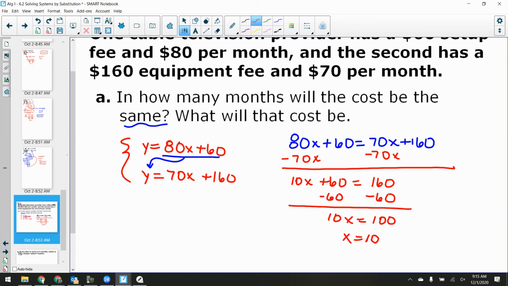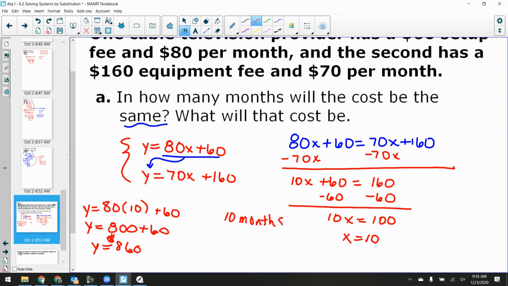And then I could just plug it back into one of the equations. Let's go into the top one. 80 times 10 plus 60. So y is equal to 800 plus 60, or $860. So what's my final answer? How many months will the cost be the same? 10 months. What will that cost be? $860.